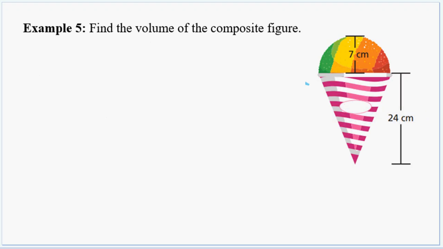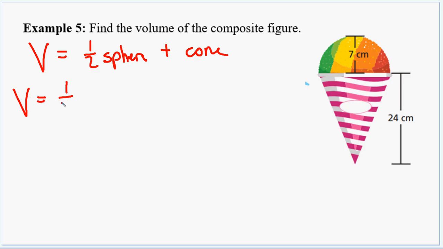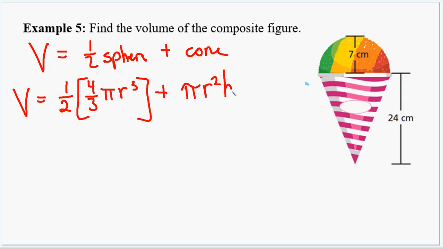Example 5. We've got an ice cream cone looking shape here. We saw some stuff like this yesterday in the surface area. Now it says find the volume of the composite figure. Volume equals half sphere. So the half sphere is sitting on top plus a cone. All right, let's think of our formulas. We got our 1/2. Our sphere is 4/3 pi r cubed. The cone, remember the volume of a cone is area of the base times the height. Well, a cone's base is a circle, pi r squared, and we're going to multiply that by its height.